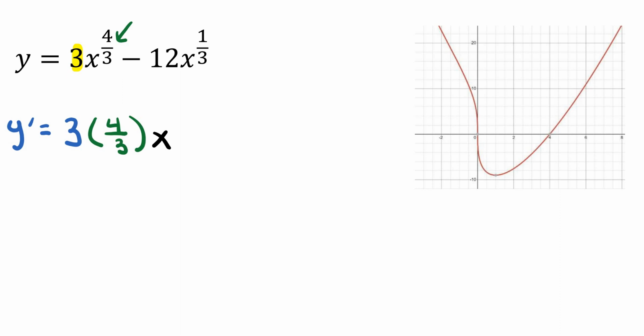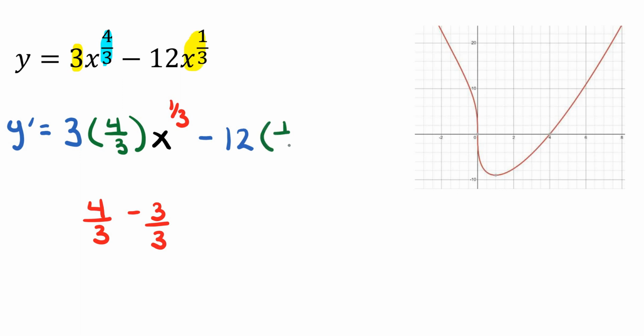Now, basically, what you're doing here is you're taking 4/3 and you're minusing 1. So it's kind of like the same thing as 4/3 minus 3/3, because 3/3 is 1. So that's going to be 1/3, minus 12, which is the constant. And then over here, the 1/3 gets soccer kicked to the front. So 1/3, and then I have the x.